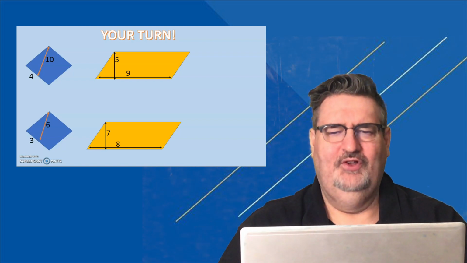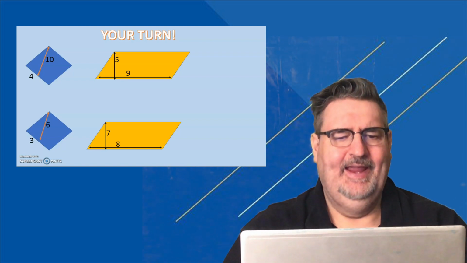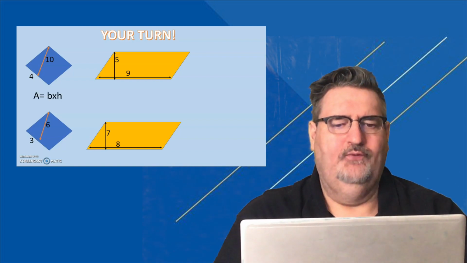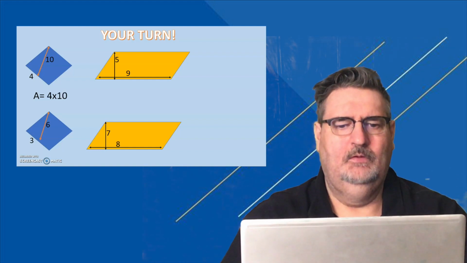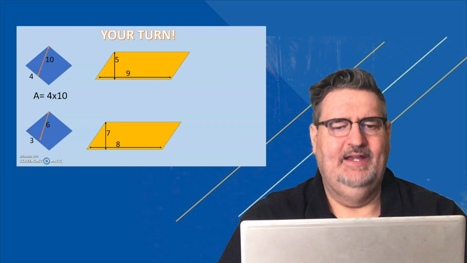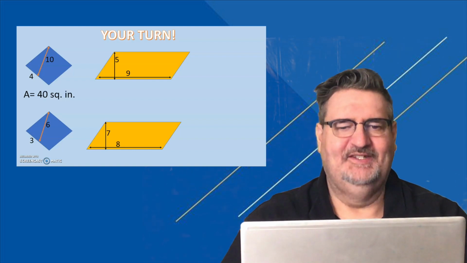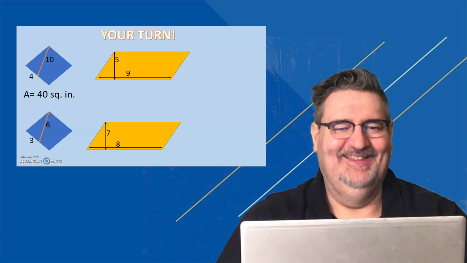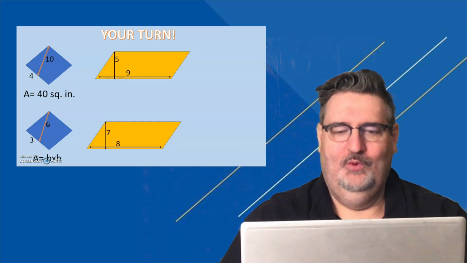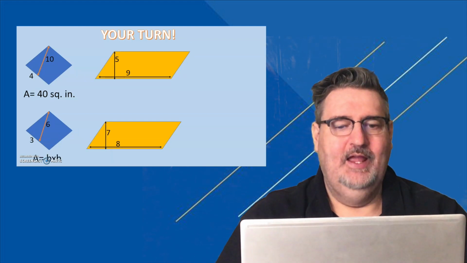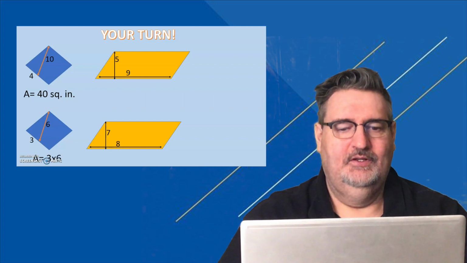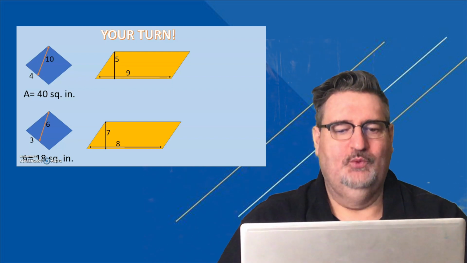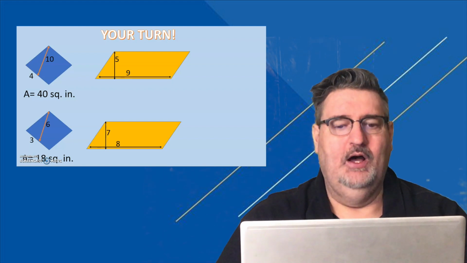All right, that should be close to enough time to solve that. Let's take a look at the first. Remember, the formula is base times height. The base is 4 and the height is 10, so we multiply 4 times 10. If you came up with 40 square inches, good job. Let's take a look at the second one. We have a base of 3 and a height of 6, so we multiply 3 times 6, and we got 18 square inches. It looks like you did pretty well on those first two.